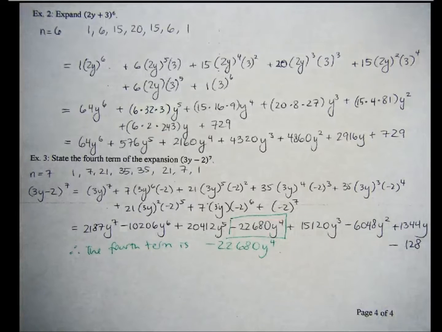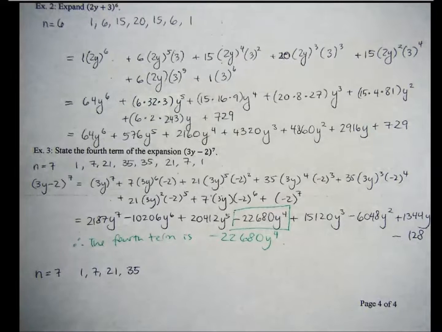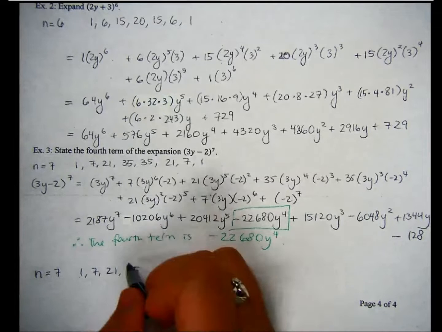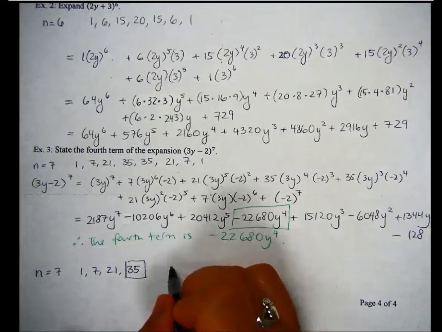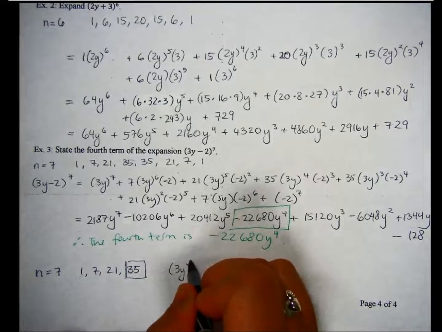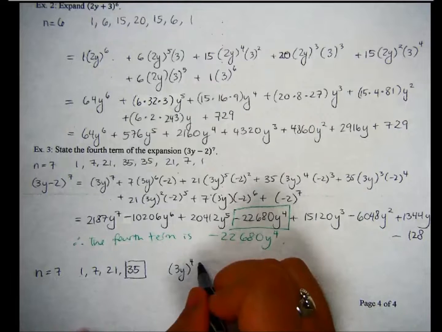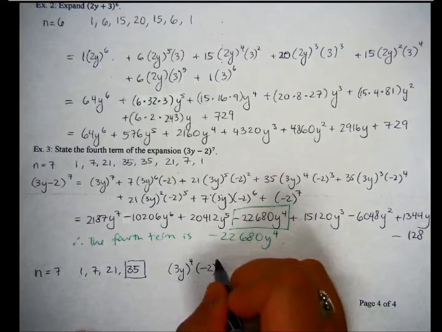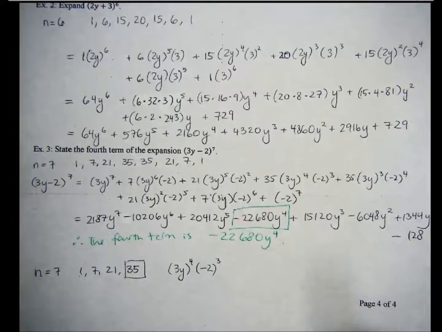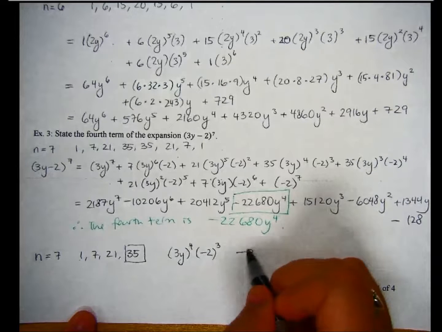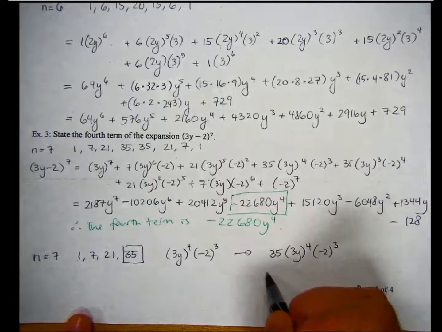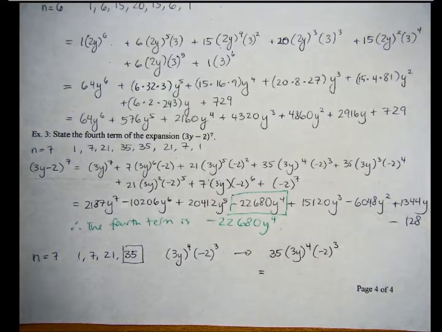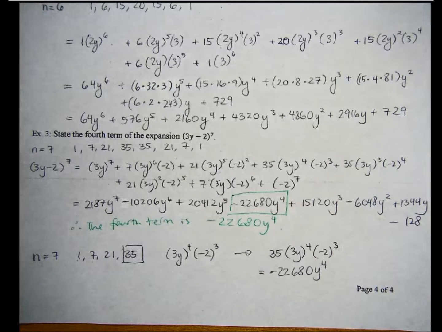Now there is a shortcut to doing this. You can start writing out the row n equals 7 coefficients again, 1, 7, 21, 35. So now that you've reached 35, that's your fourth term. And then you know that the exponent on 3y is going to be 4. And you know that the exponent on negative 2 has to be cubed because 4 plus 3 has to equal 7. So if you put that all together, then you can say it's 35 times 3y to the 4 times negative 2 cubed, and then simplify that to get your fourth term. And you end up getting the exact same answer.